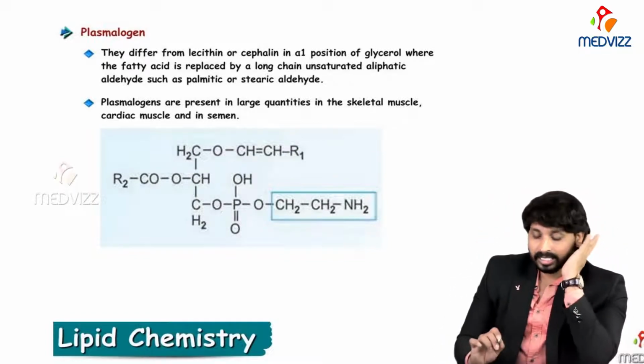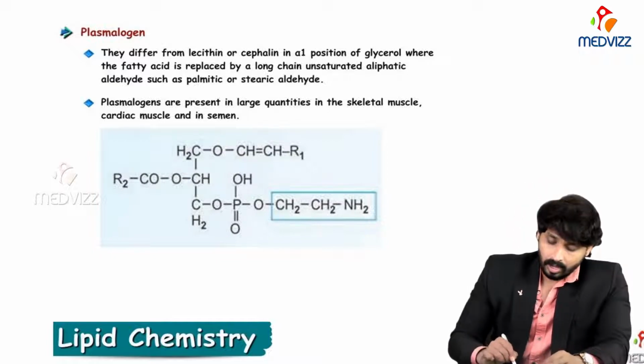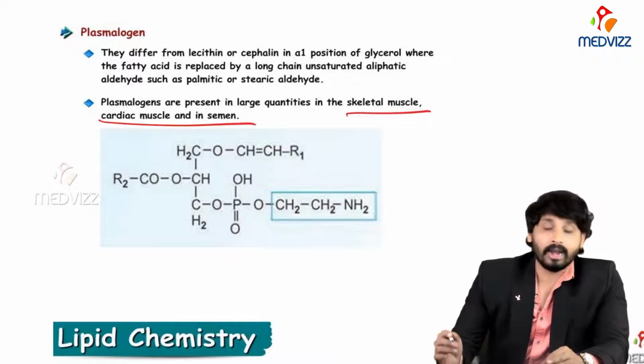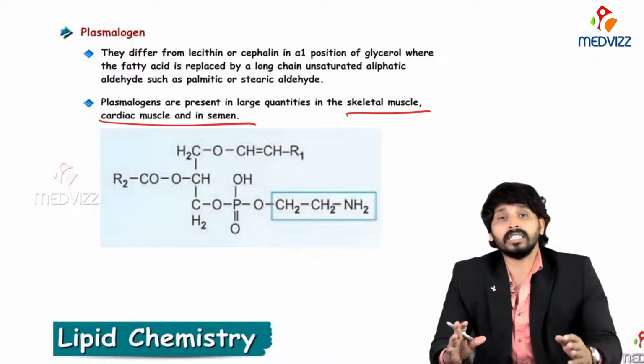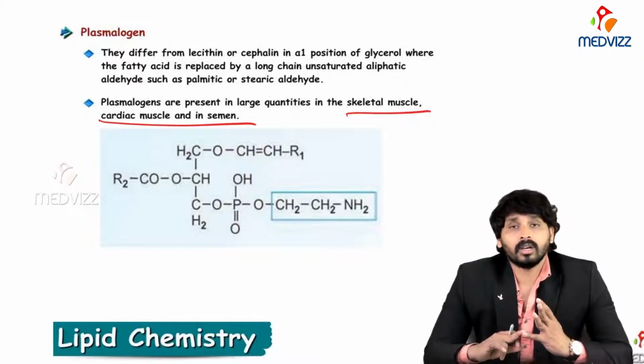And where are plasmalogens present? These plasmalogens are present in skeletal muscles, as well as in cardiac muscles and in semen. They are present in semen, skeletal muscles, and cardiac muscles.